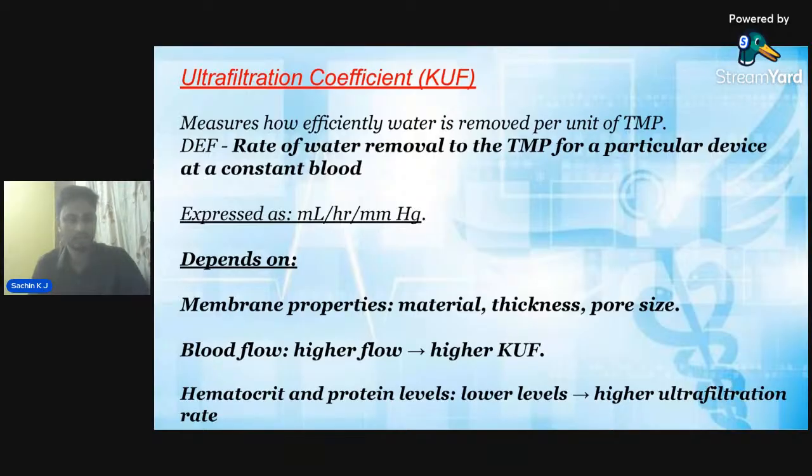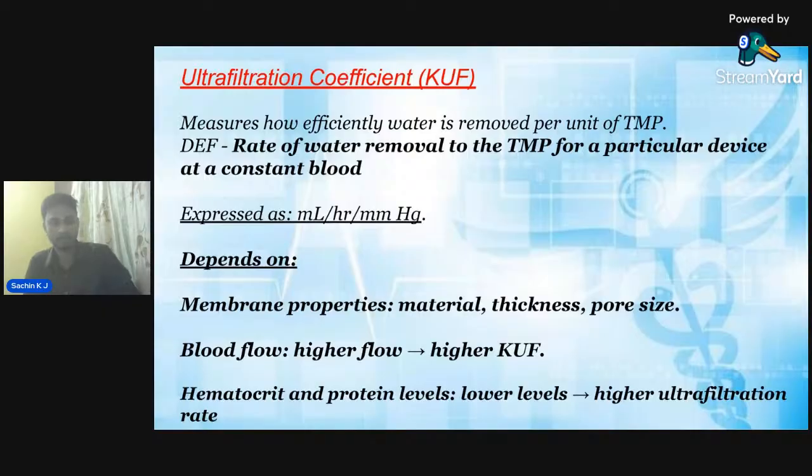Ultrafiltration coefficient. It measures how efficiently water is removed per unit of transmembrane pressure. That is, the rate of water removal relative to the transmembrane pressure for a particular device at a constant blood flow. It is expressed as ml per hour per mmHg. The ultrafiltration coefficient depends upon three things: membrane properties, blood flow, and hematocrit and protein levels.